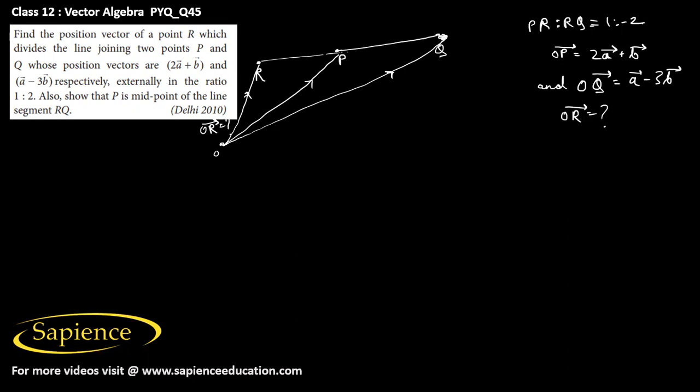The point R divides PQ in the ratio 1:2. So now we have to show that P is the midpoint of the line segment RQ. So we have to also prove that P is the midpoint of RQ.